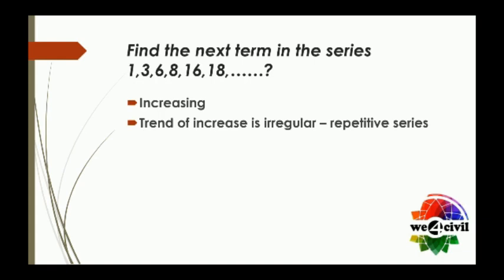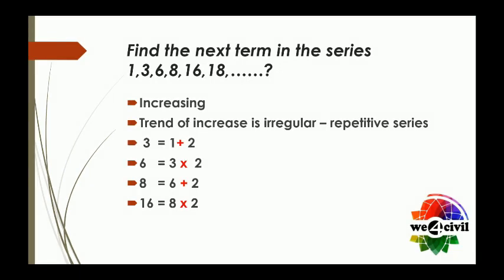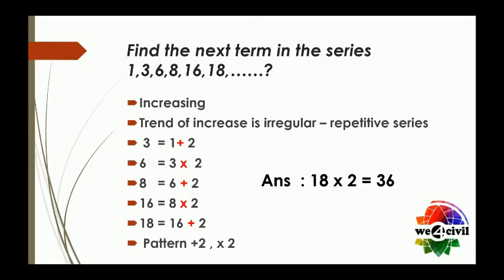So to get the second term 3, we are adding 2 to the first term. To get the third term 6, we are multiplying 3 by 2. For getting the next term, we are adding 2, thus we get 8. To get the next term, we are multiplying by 2, so we get 16. So likewise, for getting the final answer, what you have to do is multiply 18 by 2, and we get 36 as the answer.